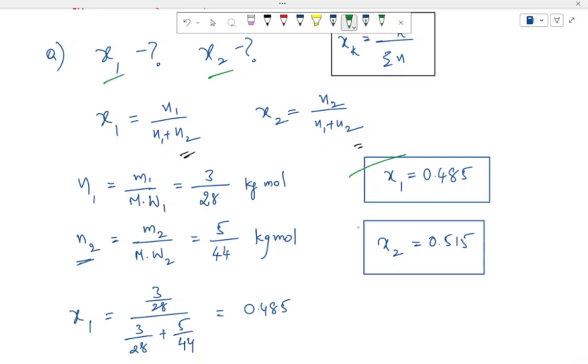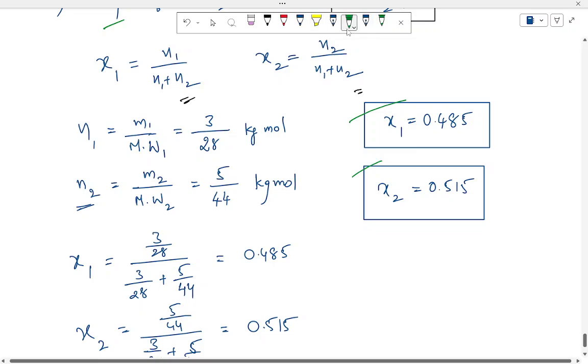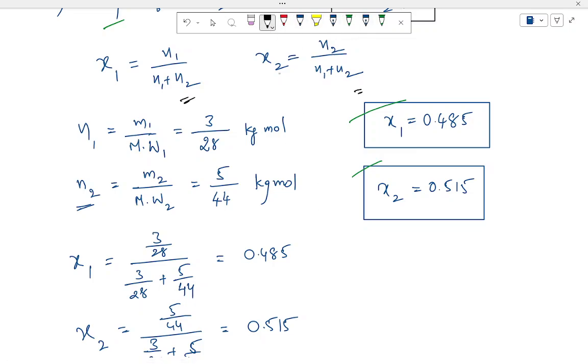You can also cross check that the x1 plus x2 values are equal to 1. If you add these 0.485 and 0.515, we will get 1.000, because three decimals will get you that 1000. So x1 plus x2 value will be 1, and this condition also is getting fulfilled.